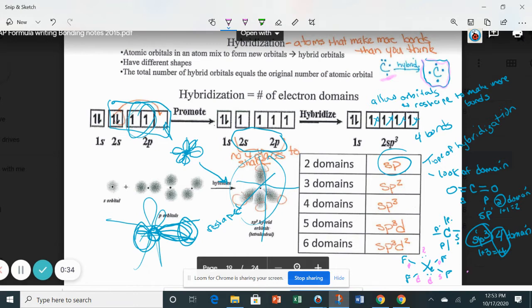Oh, I have S, P3, D2. If I add these up, right, 1 plus 3 plus 2, that equals 6. I'm in the 6th domain when I have that. And that is how you determine your hybridization. You can even do this on oxygen. They'll ask you about oxygen. They'll ask you about carbon in the middle of a big compound.